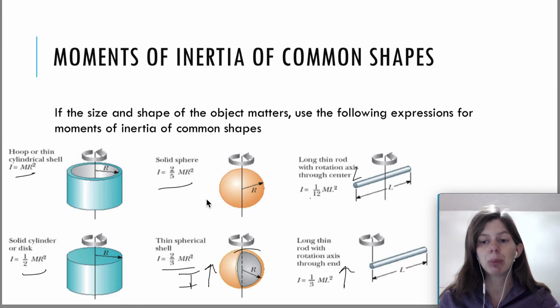So just to recap moment of inertia, what you're going to be doing is looking at how the mass is distributed about the axis of rotation. The further away that it is, the bigger the moment of inertia, and the harder it is to rotate that object.